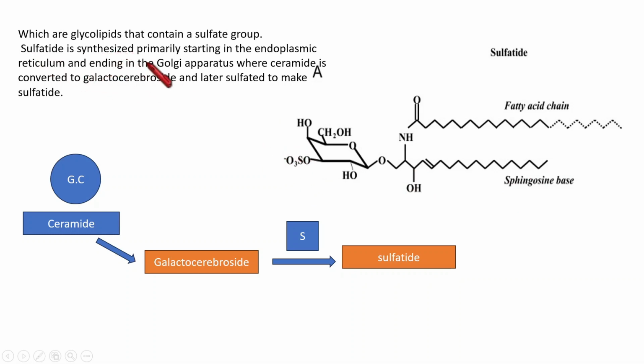Its synthesis starts in the endoplasmic reticulum, and we have learned that the smooth endoplasmic reticulum is concerned with the synthesis of lipids. So this is one lipid. Synthesis starts in the endoplasmic reticulum and ends in the Golgi. On reaching the Golgi, it will be in the form of ceramide, and it is then converted to galactocerebroside. After it becomes galactocerebroside, it is sulfated to form this sulfatide. This is the way it is formed.